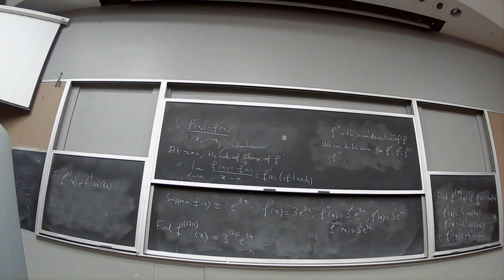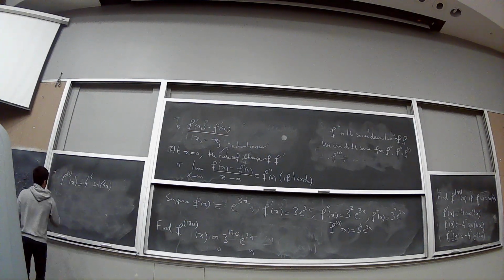f to the 6, I'll get a negative sine. f to the 7, I'll get a negative cosine. f to the 8, I'll get back a sine. Now the coefficient is just 4 to the power. You guys see this or not? Yes.